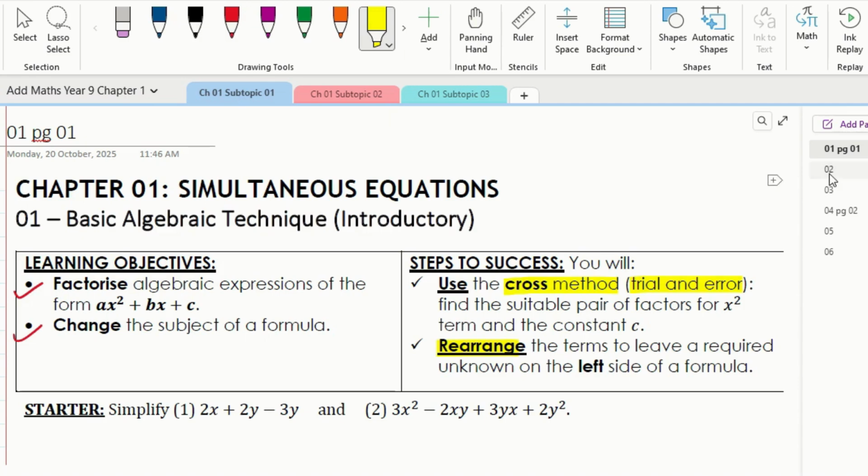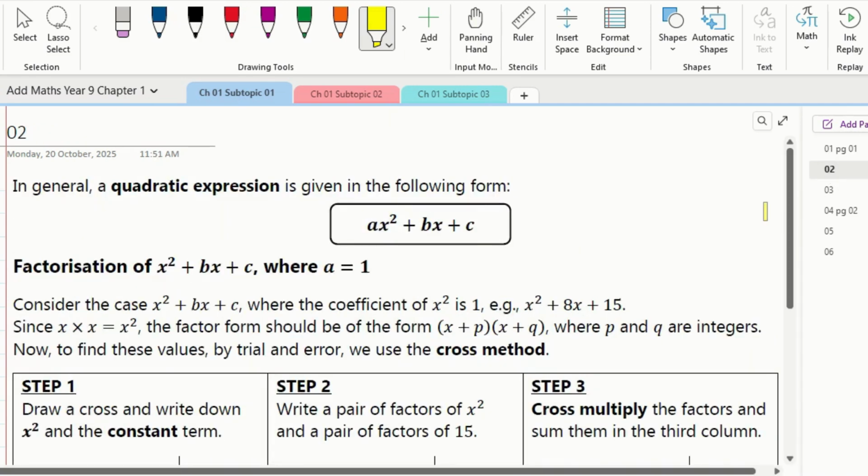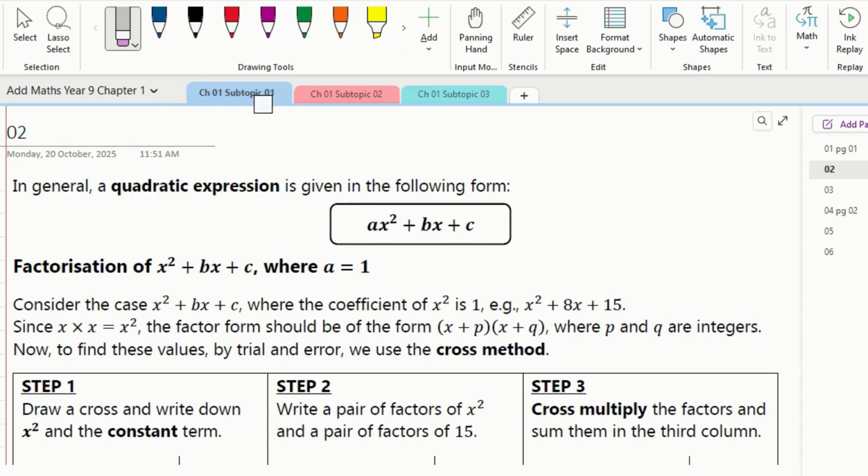So let's begin with factorization of a quadratic expression. Over here, this is a quadratic expression. This is a general form for a quadratic expression. See here, one of the things that is quite new for additional math students is the existence of ax squared. So at the SPM level, students are usually exposed to a question of factorization, a simple one.